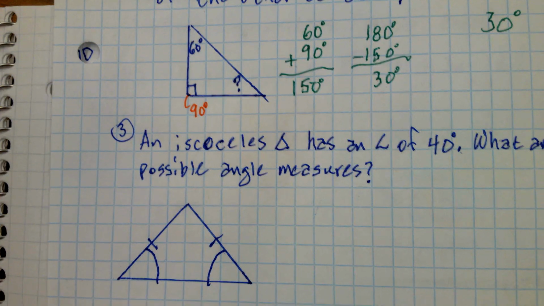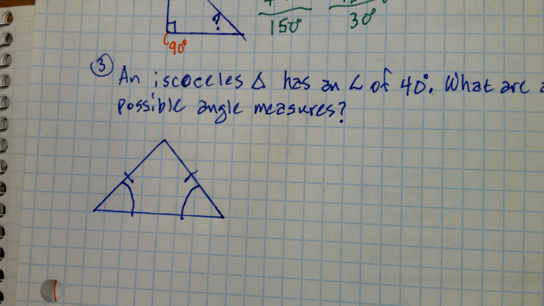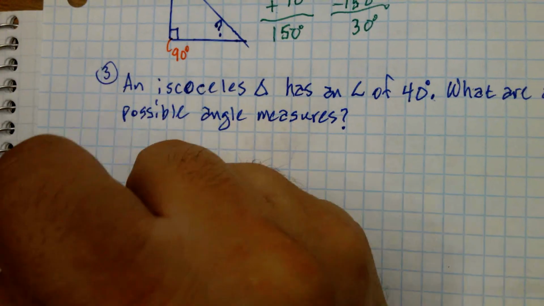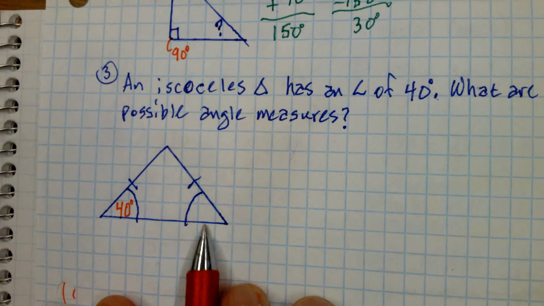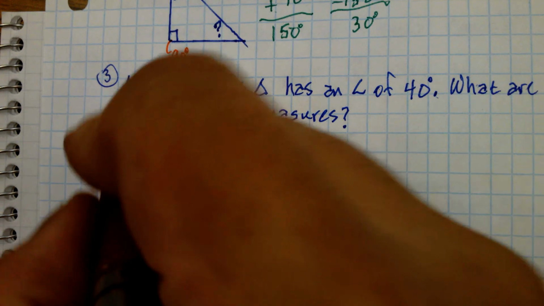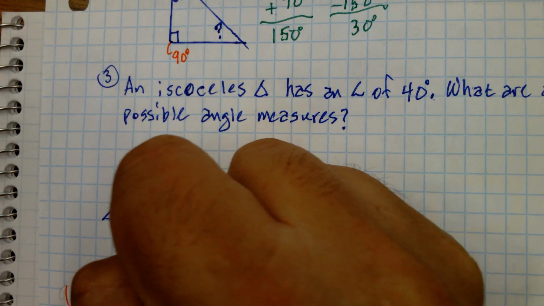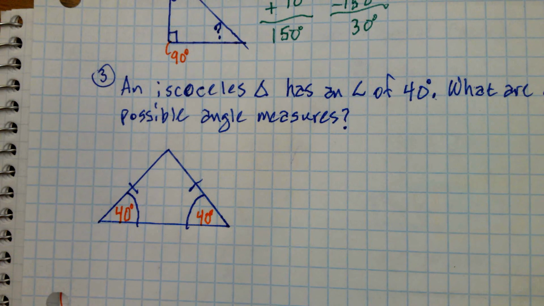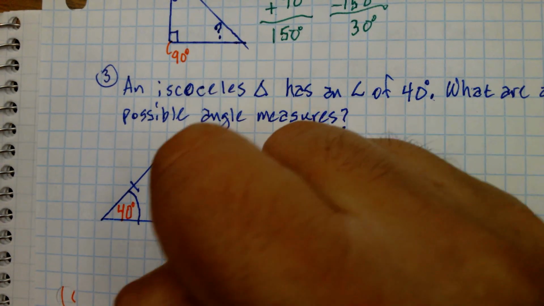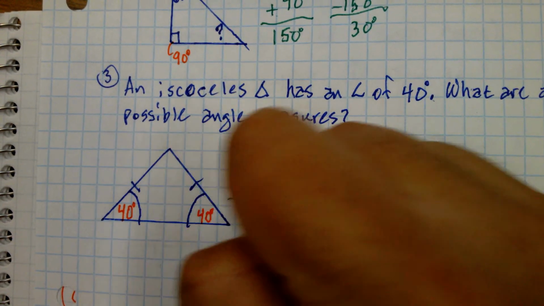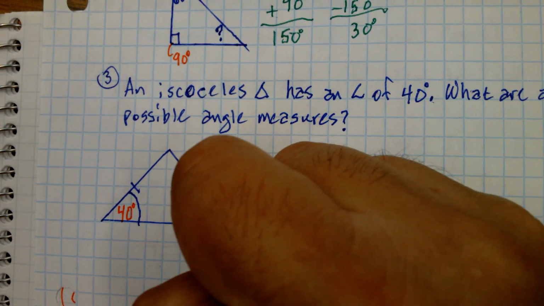So let's say, for example, one possibility is this is 40 degrees. Okay? Well, what does that mean for this angle? This is also 40. So this is one possibility. The two base angles that are equal are both 40. So I could just figure that out, right? So I'm going to go ahead and add them up and do 40 plus 40. That would be 80.